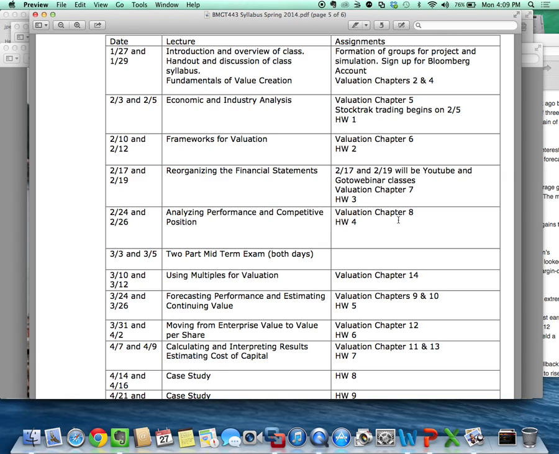Third, we'll talk about reorganizing the statements the week of February 17th. This is going to be the hardest week of class for many of you, because what we're going to do the week of February 17th is take GAAP financial statements and turn them into economic statements and cash flow based statements.